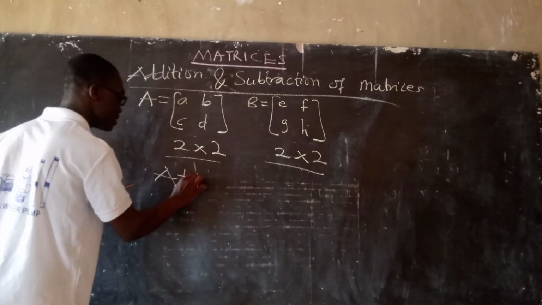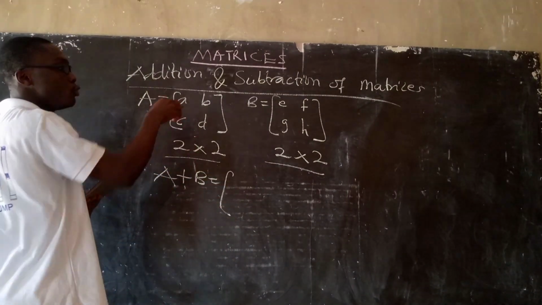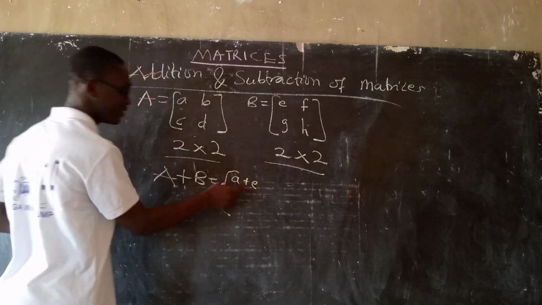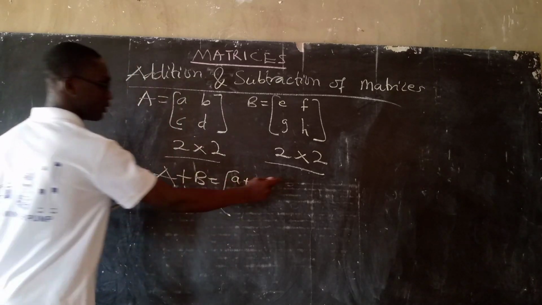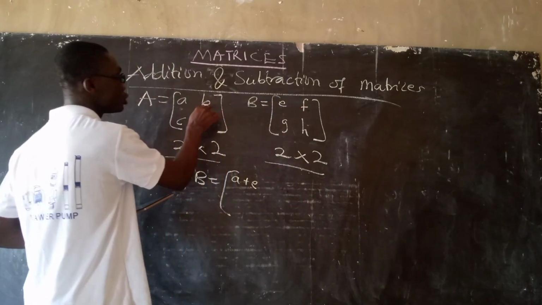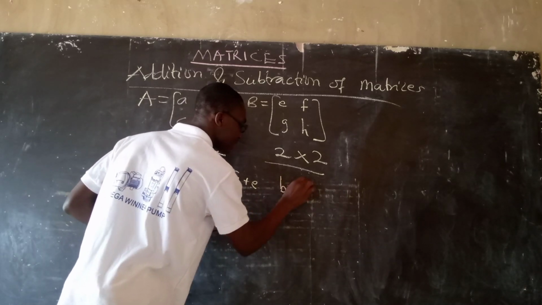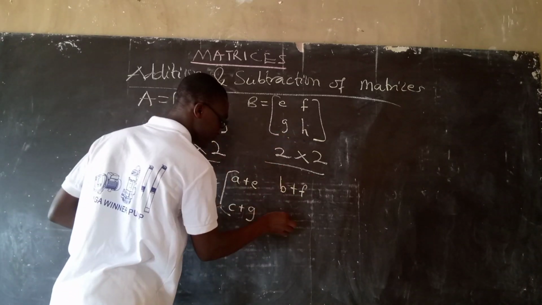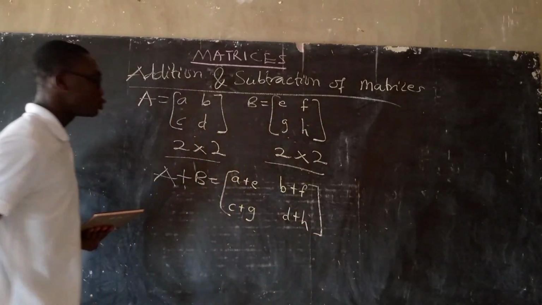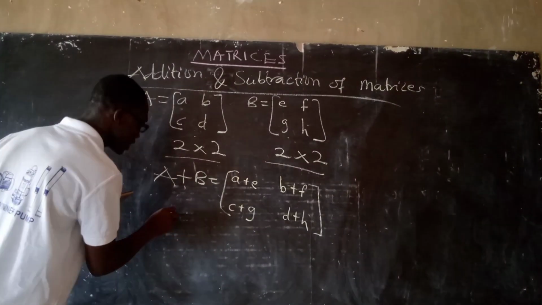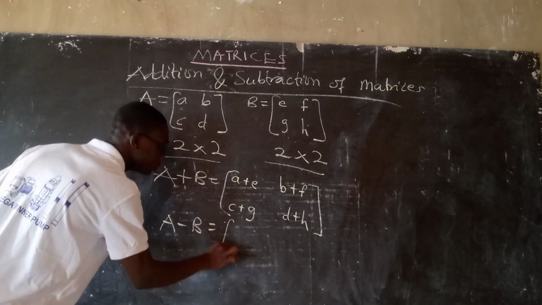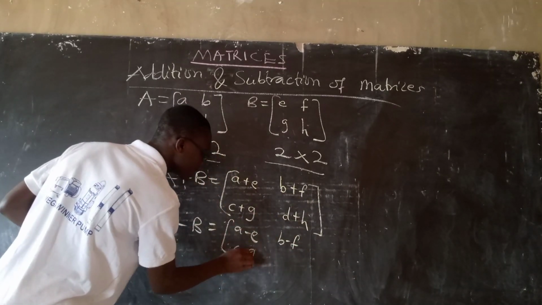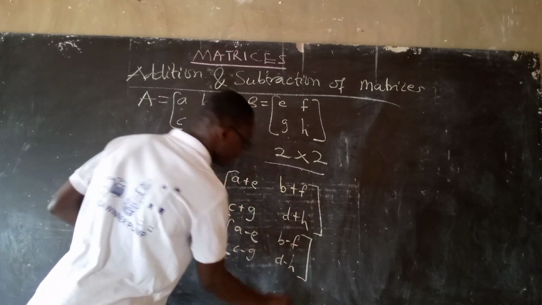So matrix A plus matrix B is equal to, you add each entry. So entry A plus entry E will be the first entry of our result. Then we have B plus F. On this side too, we have C plus G, and then D plus H. So this is how to add. If we were to subtract, A minus B is equal to A minus E, B minus F, C minus G, D minus H. So this is how to add and subtract.